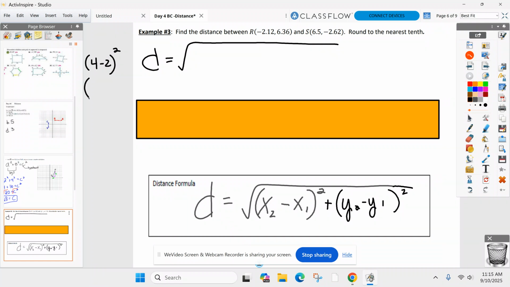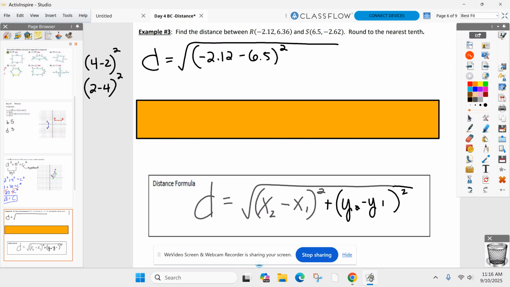Then, parentheses, 2 minus 4, parentheses, square it. Order doesn't matter. Why? Because you end up squaring it at the end. That's why. So the order doesn't matter. So I'm going to go negative 2.12 minus 6.5 squared.